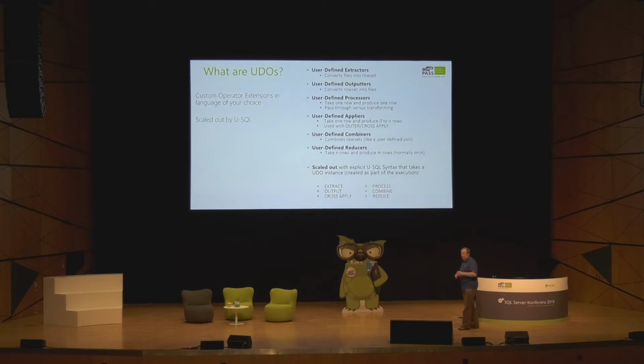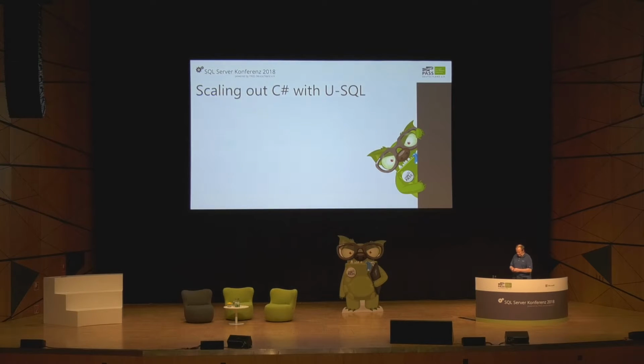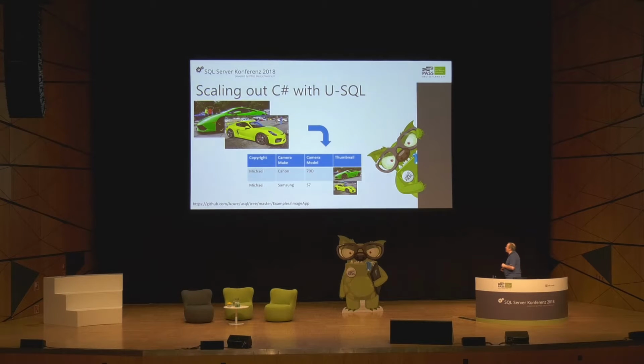Basically, all these UDOs are scaled out with explicit U-SQL syntax to make it easier for you to see when it does, and it gives you the ability to pass in some additional schema parameters, etc., that it can take a look at. So let me now show you an example of this by taking the same images, but in this case, I wrote an extractor myself using the extraction framework to identify the EXIF properties and create a thumbnail of the image that I get passed in. So let's take a look at that code quickly.